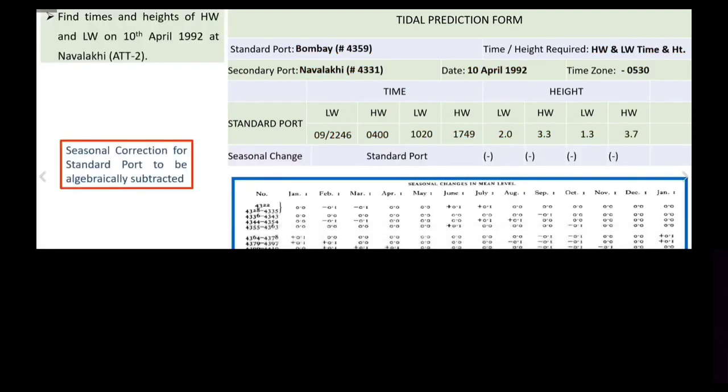Very good, beta. So we come to the seasonal correction now. What is the seasonal correction for Bombay, beta, in April? Sir, 0.0. Very good. 59, which lies in this range, 4355 to 4363. Month in question is April. Obviously, the seasonal correction for Bombay happens to be 0, and we apply it here. Since it's 0, it may not make any difference, but please remember, we have to algebraically subtract the seasonal change for the standard port.